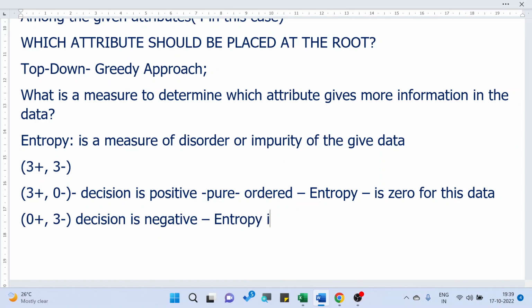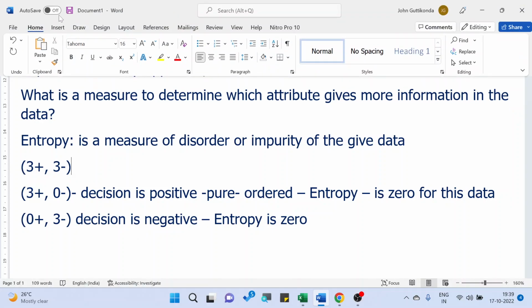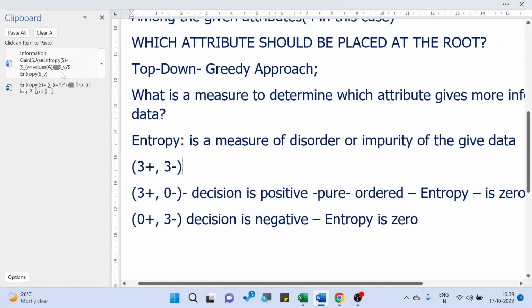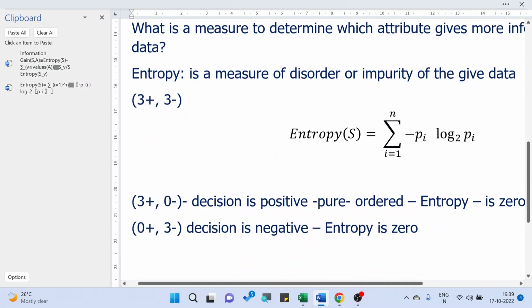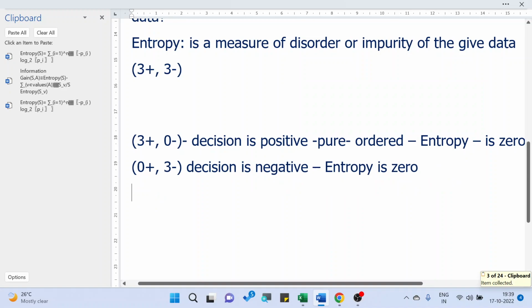Now, let us propose an equation for calculating the entropy of a given data. I will come to how this entropy will be calculated. So, entropy is calculated as, let me paste it here.